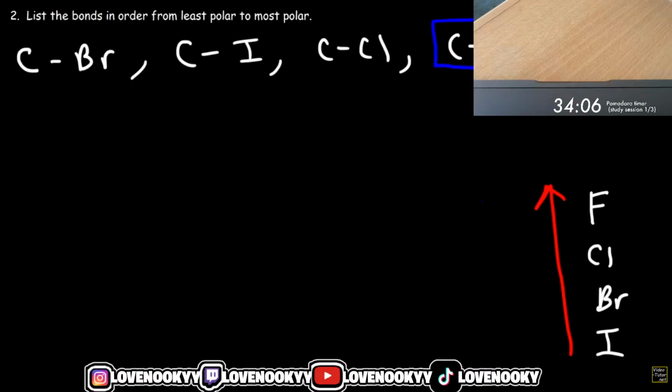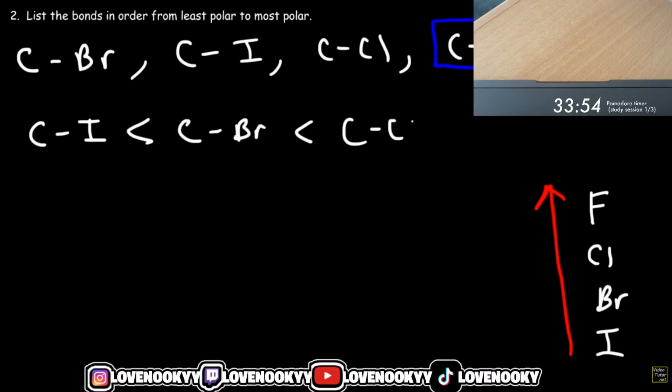We want to rank it from least polar to most polar. Iodine has the lowest electronegativity value out of the 4 halogens, so we could say that it's going to be the least polar. So it's going to be CI, and then that's less polar than CBr, which is less polar than CCl, and that's less polar than CF. Once you identify the most polar group, it's easy to rank everything else based on the way it's laid out on the periodic table. Now let's look at the numbers.